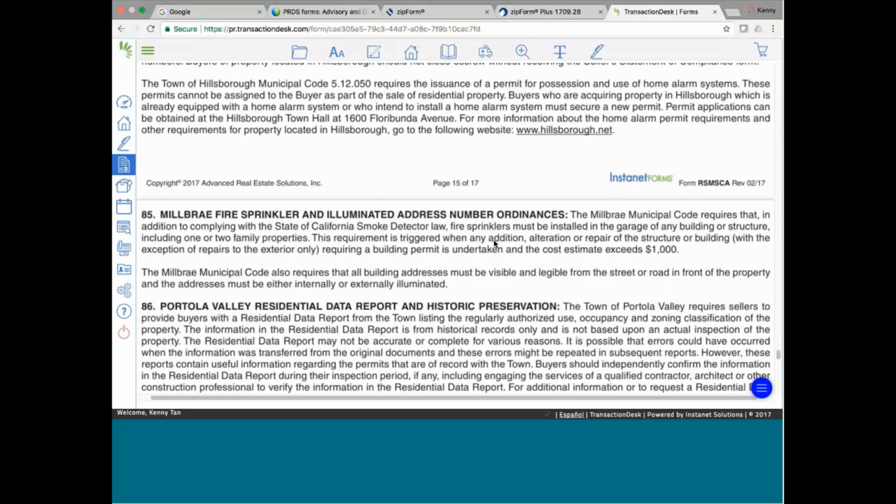Millbrae fire sprinkler and illuminated address number ordinances. Millbrae requires that a fire sprinkler be installed in the garage. However, this requirement is only triggered when any addition, alteration, or repair of the structure or building exceeds $1,000. So if you're applying for a building permit and the cost of improvement is $1,000 or more, they want you to install sprinklers in the garage.